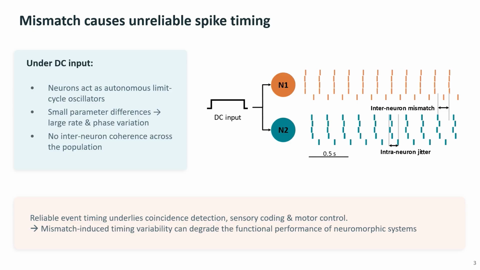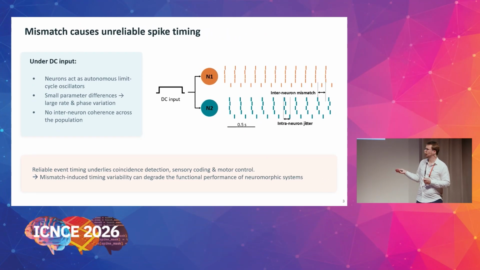They're spiking at different frequencies because of all these changes in parameters, and you're not really getting anywhere. There's no coherence across the population. And that might bother you if you think about applications like coincidence detection, sensory encoding, or even motor control, where the timing variability due to mismatch can really degrade the performance of your neuromorphic system.